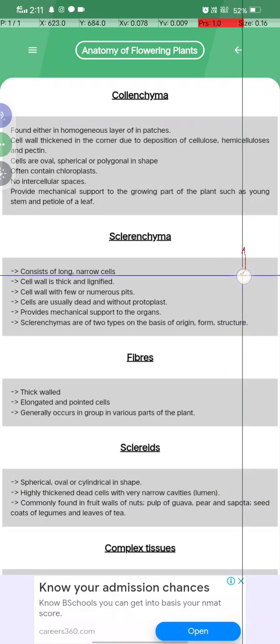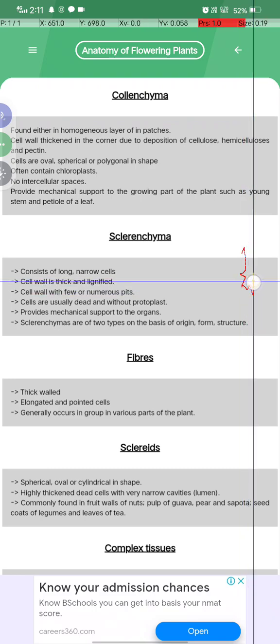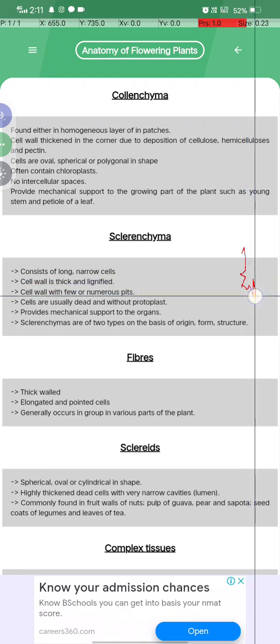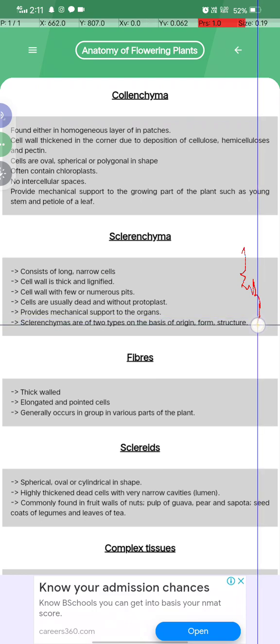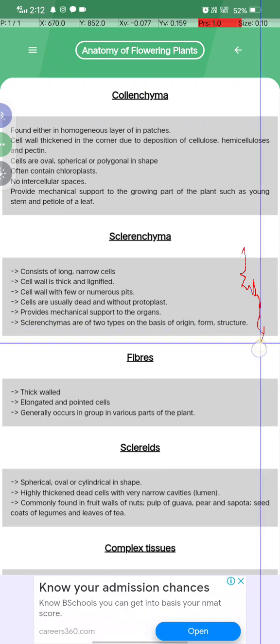Sclerenchyma consists of long and narrow cells. The cell wall is thick and lignified with a few pits, and the cells are usually dead and without protoplast. It provides mechanical support to the organs. Sclerenchyma has two types, based on the origin and structure.